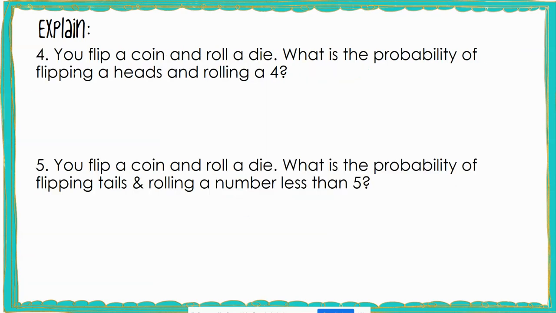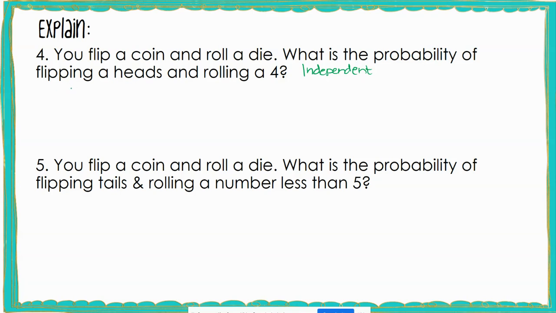Number 4 says you flip a coin and roll a die. What is the probability of flipping a heads and rolling a 4? Well, first off, is this event dependent or independent? Put your answer in the chat. We know that this is an independent event because when we flip a coin, it is not going to change the number of outcomes when we roll our die.